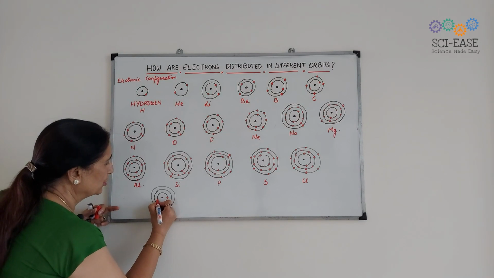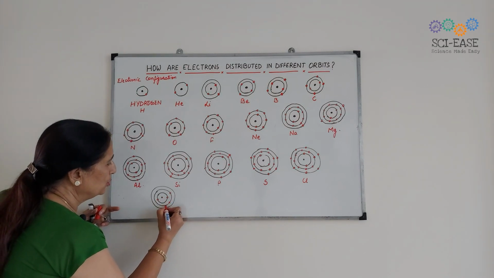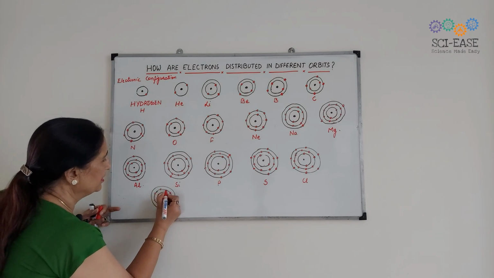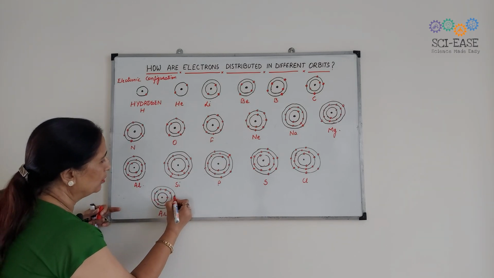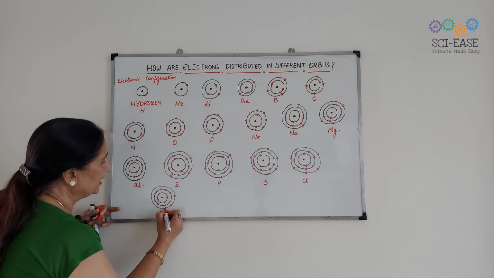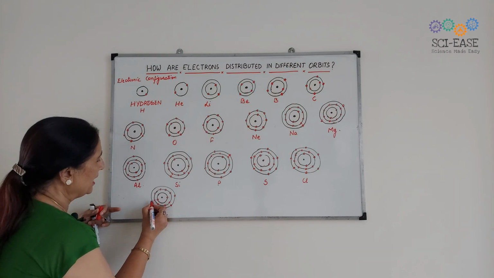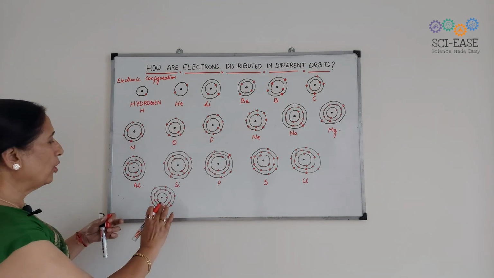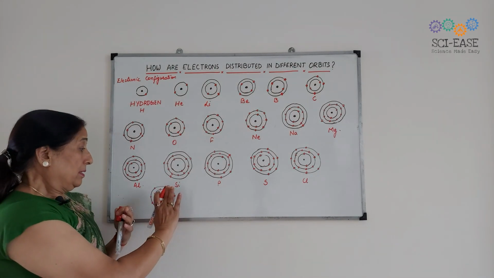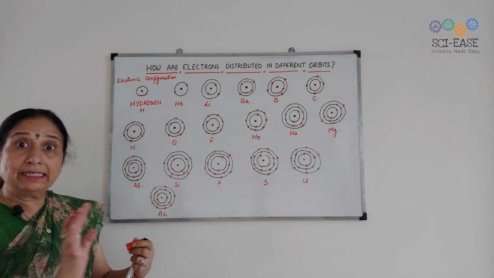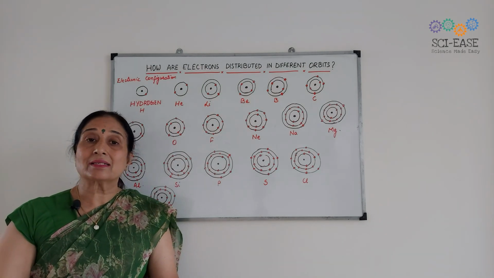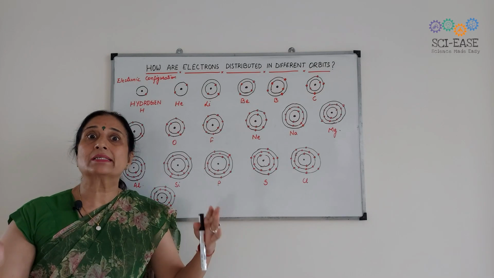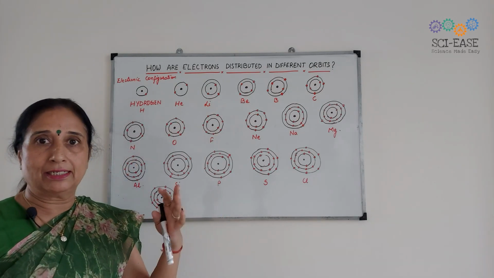1, 2, 1, 2, 3, 4, 5, 6, 7, 8. And here also 1, 2, 3, 4, 5, 6, 7, 8. So here also this is completely filled and it's very stable. Inert gases are very stable because their outermost shells are completely filled.